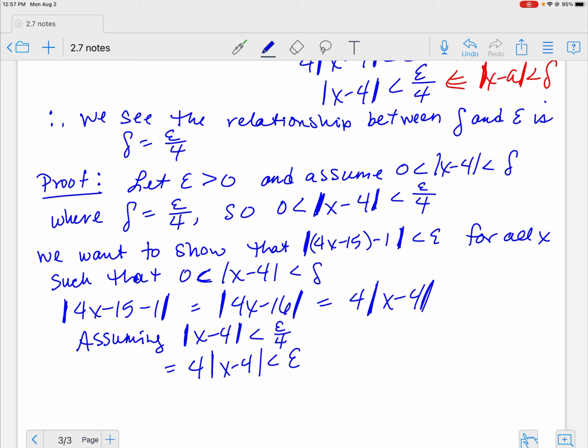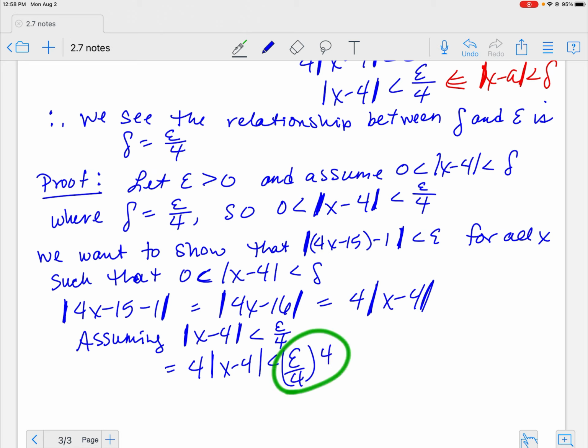Yes. We're good. Okay, so I have 4 times 4 times x minus 4, because it came from right here. That's where we said, right? Here is now less than 4 times, that's where I forgot my 4. My bad. So this is now equal to epsilon divided by 4 times 4.